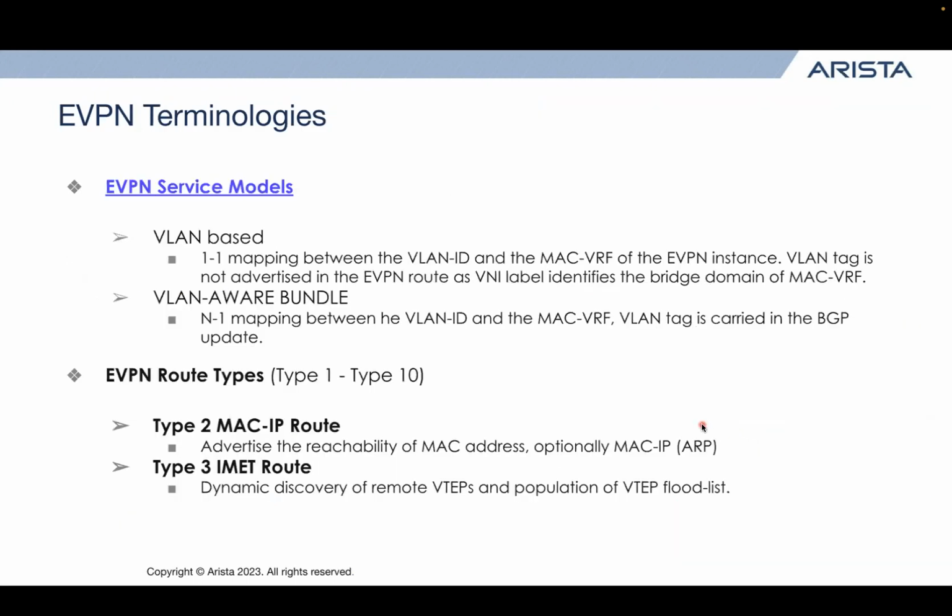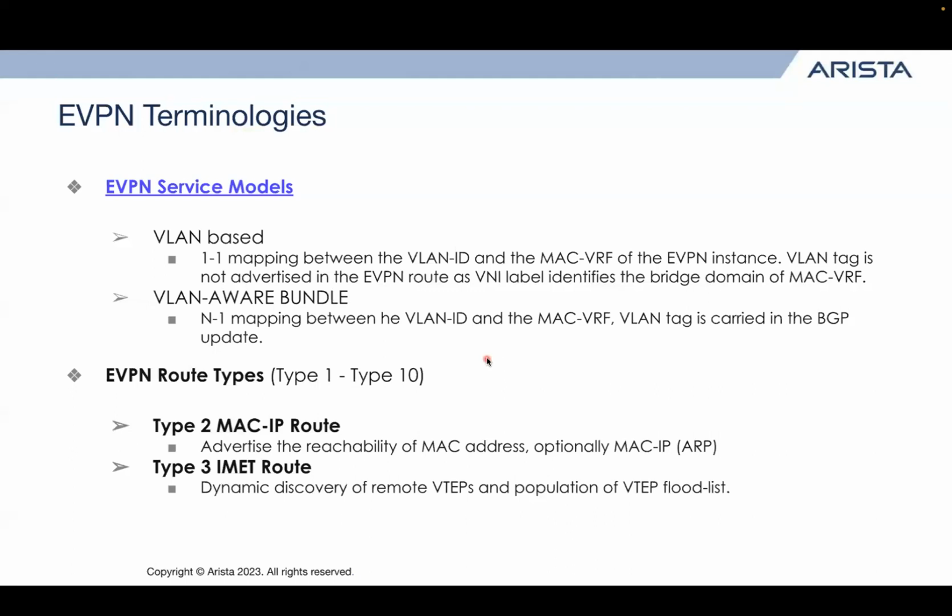The way the VLANs are mapped to the MAC VRF defines the EVPN service model in use. In today's problem descriptions, we'll be taking a look at VLAN-based and VLAN-aware bundle, where in VLAN-based, we have one VLAN mapped to one MAC VRF. And in a VLAN-aware bundle, we have multiple VLANs part of a single MAC VRF, such that the VLAN tag needs to be carried in the BGP EVPN update packet.